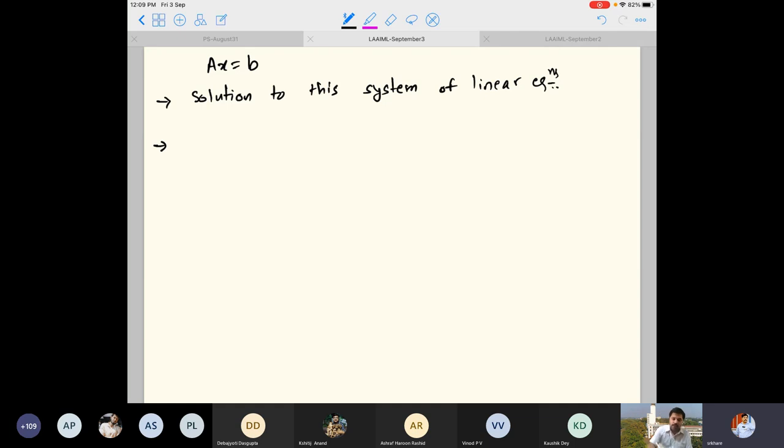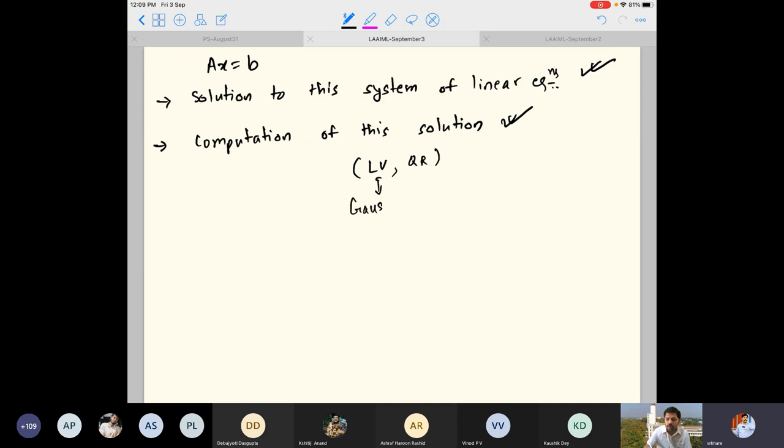The second condition is computation of this solution. The second thing that we were focusing on was computation of this solution. So this thing is done. In this part, we looked at LU and QR. LU was equal to Gaussian elimination, and we looked at QR decomposition also, and we learnt about the concept of left and right inverse and invertibility and so on and so forth.